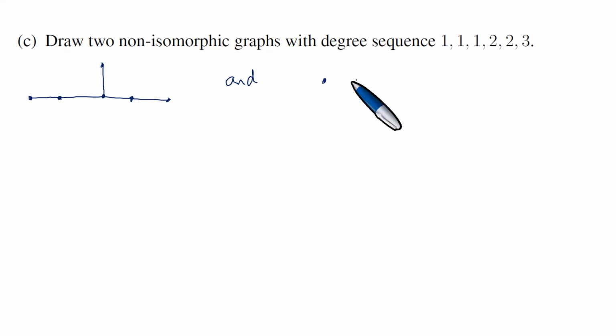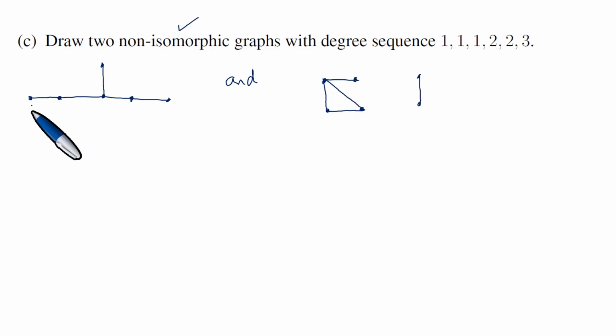So we can do 1, 2, 3, 4, like that. This is degree one. So this would be a disconnected graph. You have a vertex here, an edge there, an edge here, and an edge there. So we have these two non-isomorphic graphs with that degree sequence. I mean, are these two graphs isomorphic? Because what is the instruction? Draw two non-isomorphic graphs with a degree sequence.